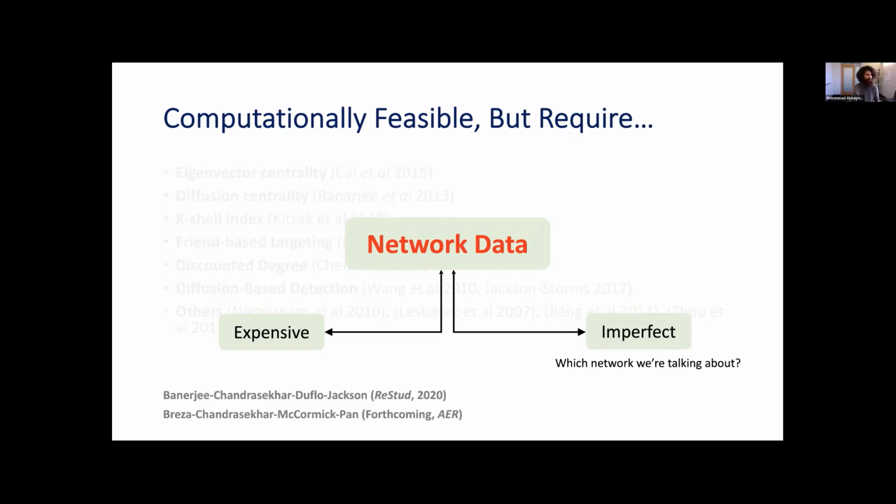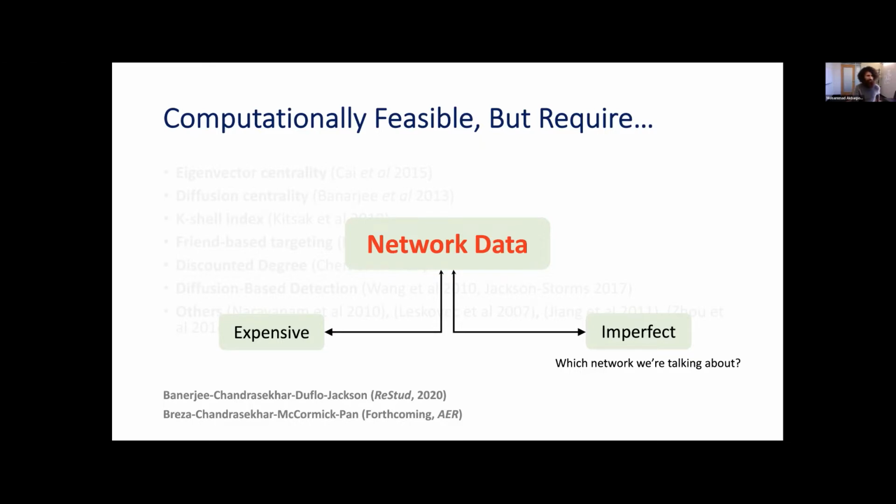There are a couple of papers that address this problem. The first paper, by the same four co-authors of the Diffusion of Microfinance paper, asks: can we identify central nodes by asking a bunch of questions without surveying the whole network? And the second paper says: can I survey 10% of the network, and from that use some fancy econometrics to back out the whole network structure?